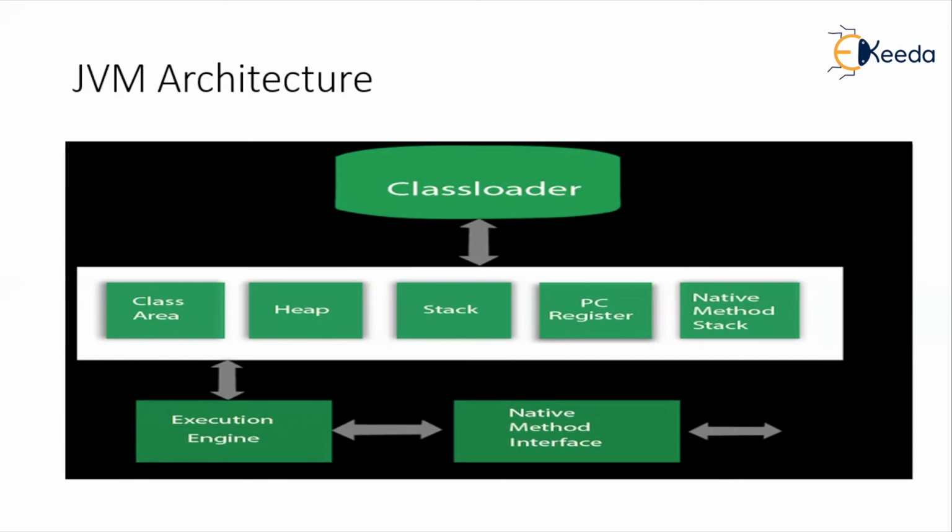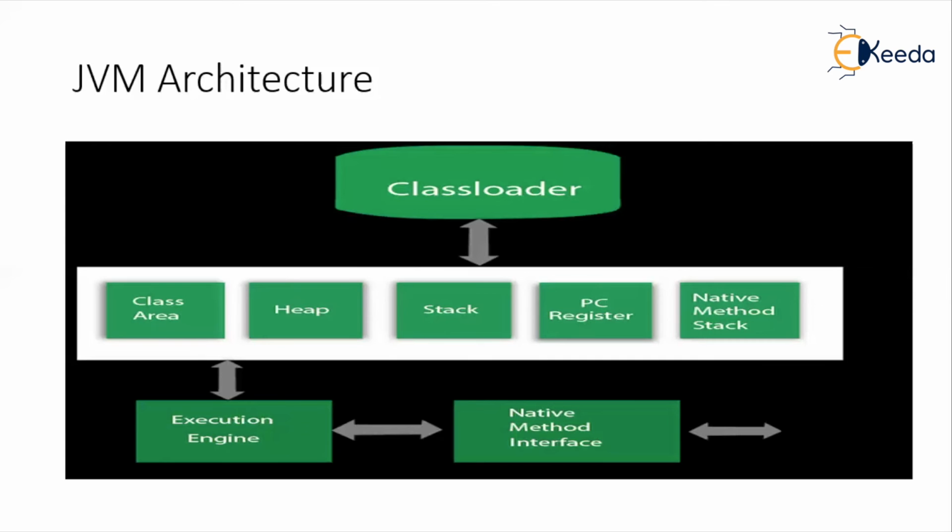Then we have the PC register, which stands for program counter register. It contains the address of the Java virtual machine instruction which is currently being executed. Then we have the native method stack. This native method stack contains all native methods which are there in the application. So what is this native method call? As we already discussed, there is some native code which is embedded into the Java application, right? That native code will be available in this native method stack.